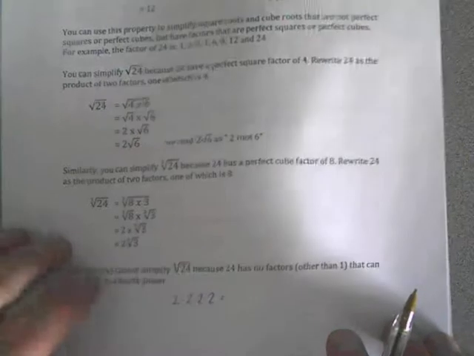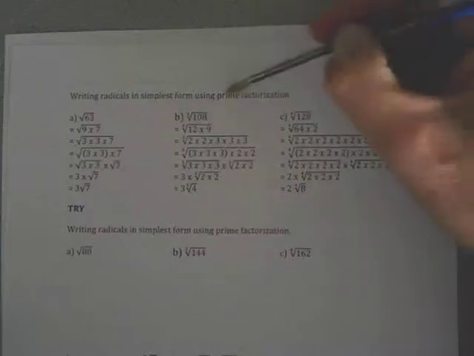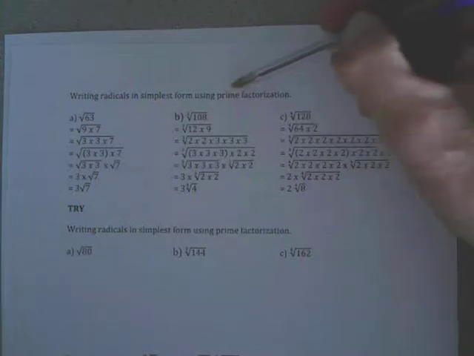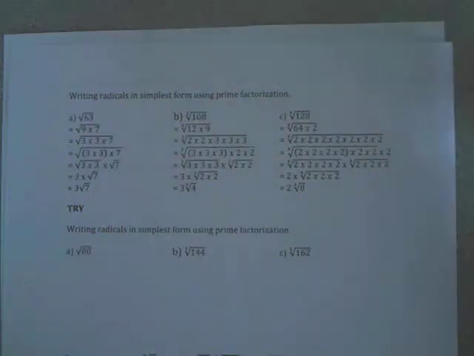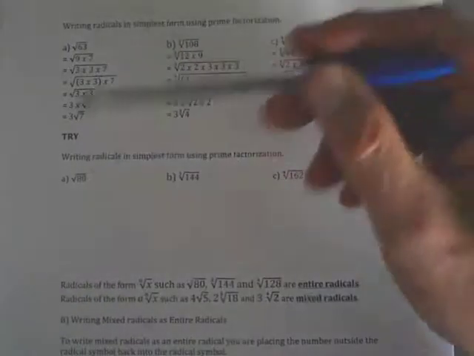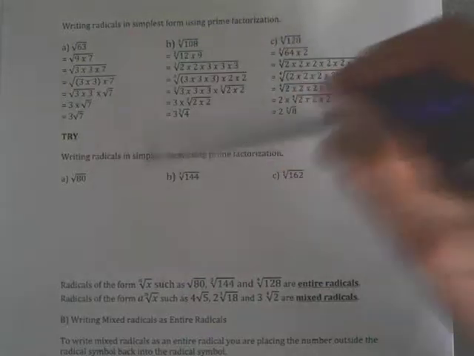So if we're going to write radicals in simplest form using prime factorization, remember prime numbers are numbers such as 1, 2, 3, 5, 7, 11, 13, numbers that only have 1 and itself as a multiple. We want to factorize it, so we want to bring in brackets and bring it down. So here are a couple of examples. Take a look, see how it's done, stop the tape, then try it, and then check your answers after.